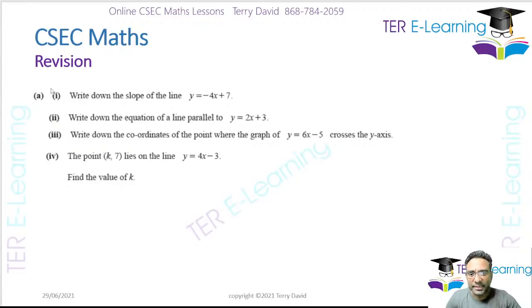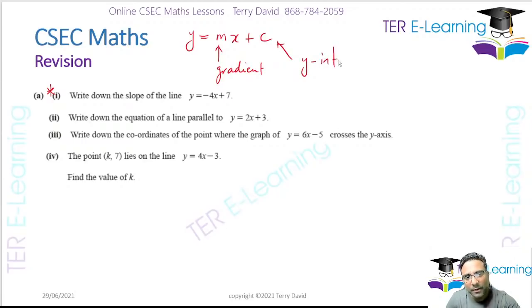Now, let's look at this question here. This is on straight lines. Write down the slope of this line, y is equal to minus 4x plus 7. What is the slope of this line? Now, when it comes to a straight line, you all need to know that the general equation is y is equal to mx plus c, where m is my gradient, and c is what we call my y-intercept.